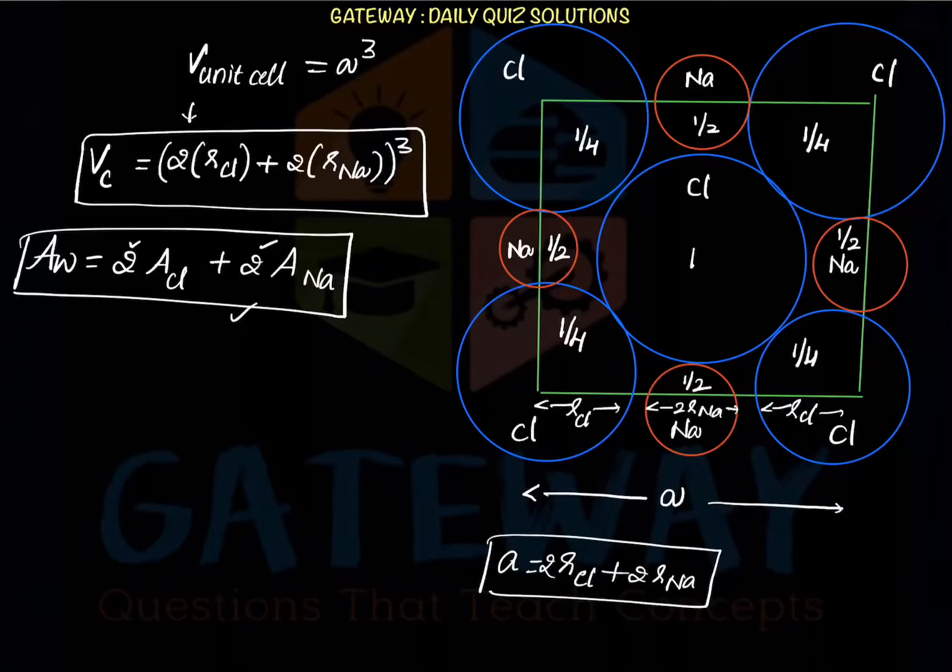Now we will calculate the theoretical density. The rho theoretical is equal to, here no need to take the small n again, because we have already taken it in the 2 into chlorine plus 2 into sodium. But we need to multiply it by 2, because whatever we are seeing in this diagram is the front face. So the cube will be looking to the front face, and there is also a back face. In the back face also we will have the same arrangement, right?